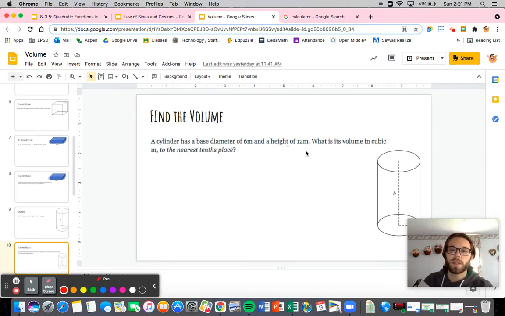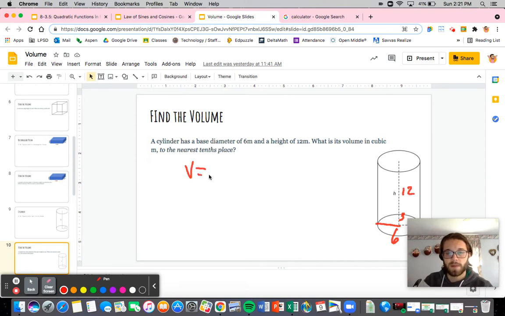It gives you, in this case, the diameter. You need to be careful. If it gives you the diameter of a cylinder, you don't want the whole diameter, right? The diameter is all the way across. So the whole thing is 6. So then half of it is going to be 3, all right? And it gives you a height of 12.